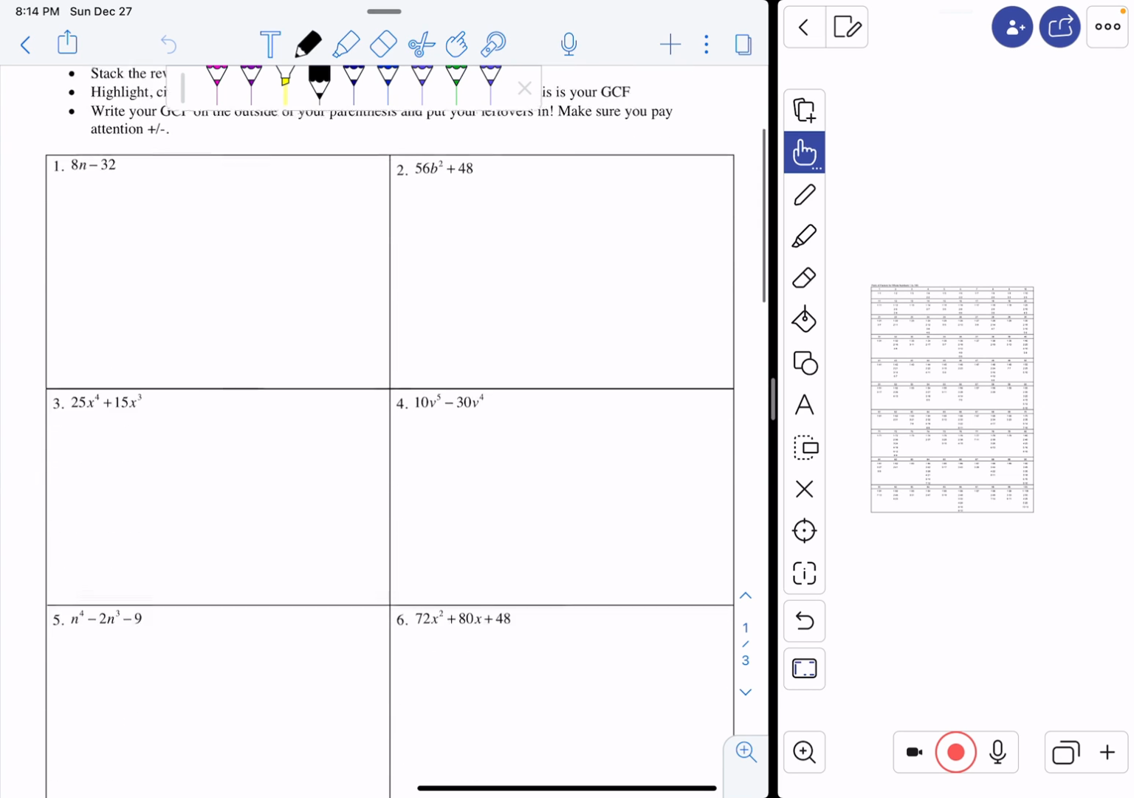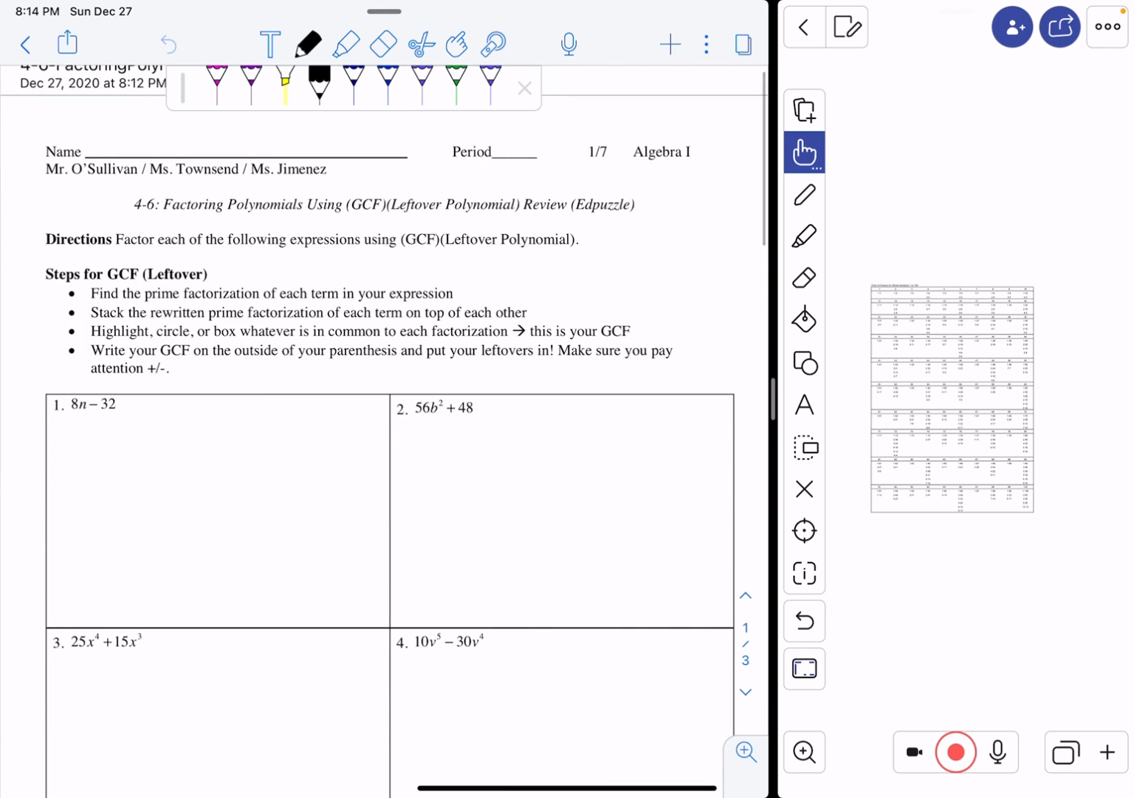And how it's going to work is there are 6 examples, and we're going to do all 6 examples, but throughout I'm going to be asking you a bunch of questions. So please pay very close attention. Some of these questions you'll be doing by yourself and typing your answer. Factor each of the following expressions using GCF leftover.